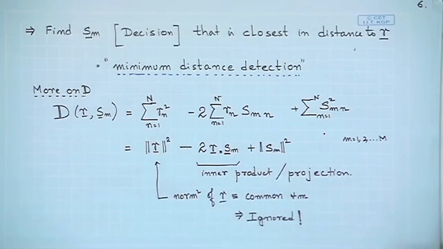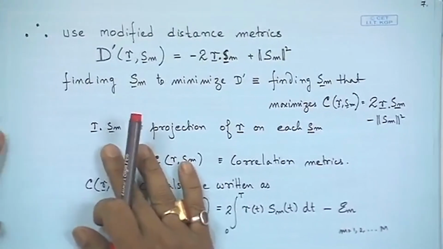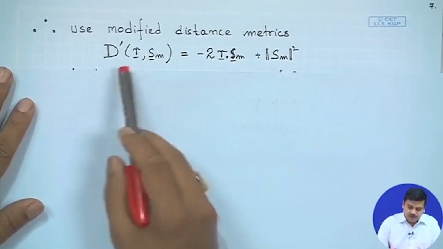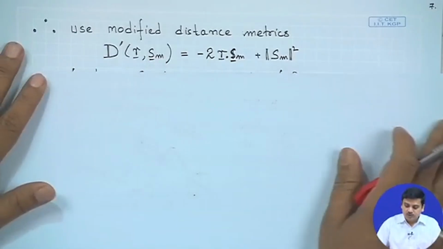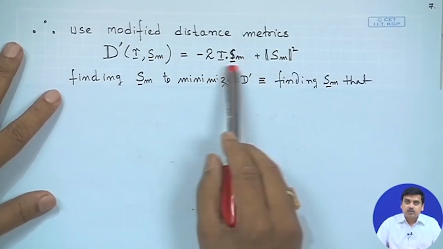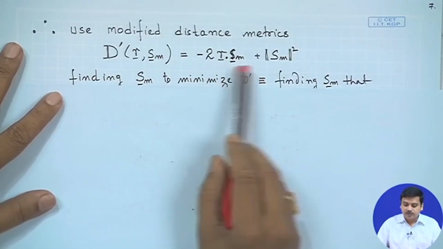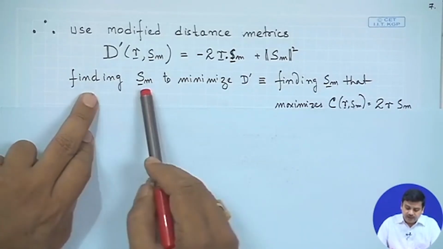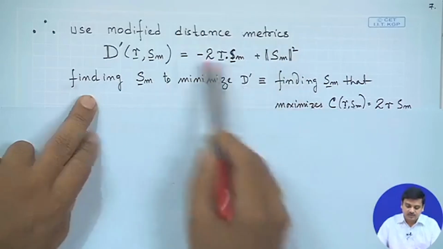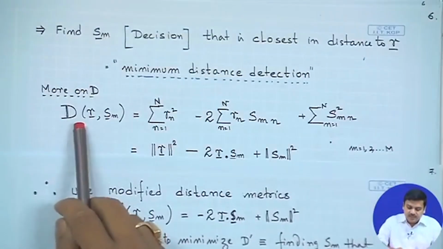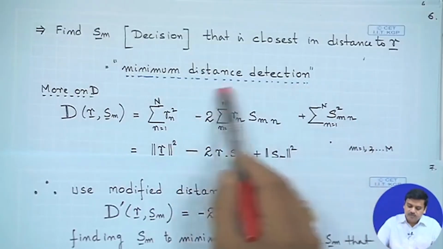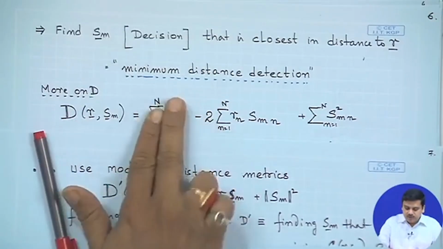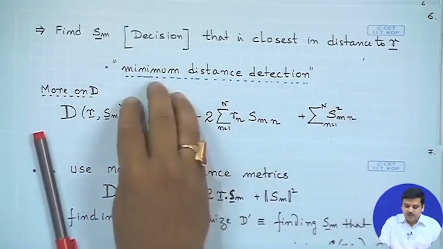So, since we do not need this, we modify the expression of d and mark it as d prime of r and Sm. It could be read as minus 2 r dot Sm, that is the inner product, plus norm Sm squared. That means we need to find Sm that minimizes this metric. So, we have to find Sm that minimizes d, which is the same as finding the one that minimizes this expression, right. So, d minimization, since this is a positive term, is the same as minimization of the rest of the term, because this is not influencing.